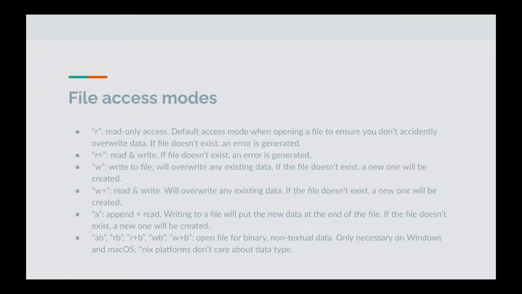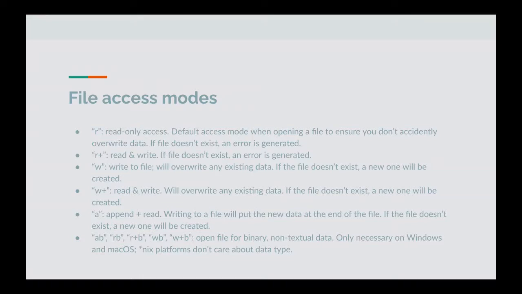There's a number of file access modes that are available when working with files. You have read-only access. This is the default access mode when opening files, and this is to ensure that you don't accidentally overwrite data. If the file does not exist and you're trying to read from it, you're going to get an error because obviously there's nothing to read from. If you have an R+, then that opens it in read-write mode, and again, if the file does not exist, an error is going to be generated.